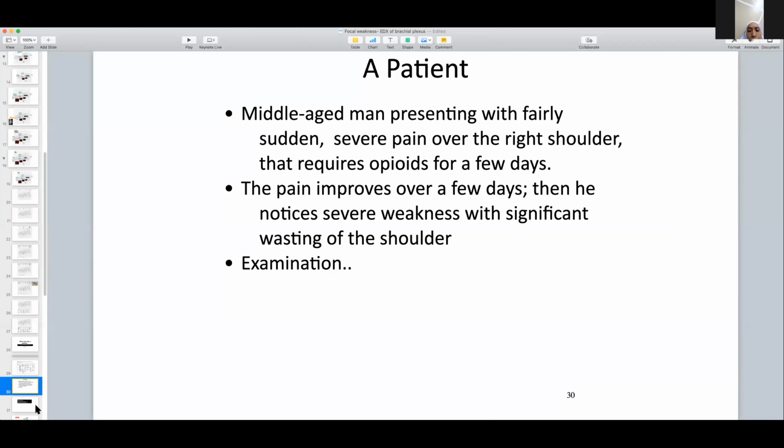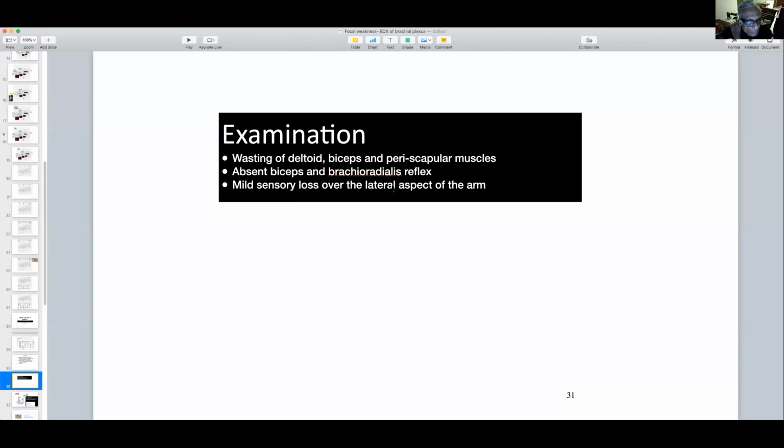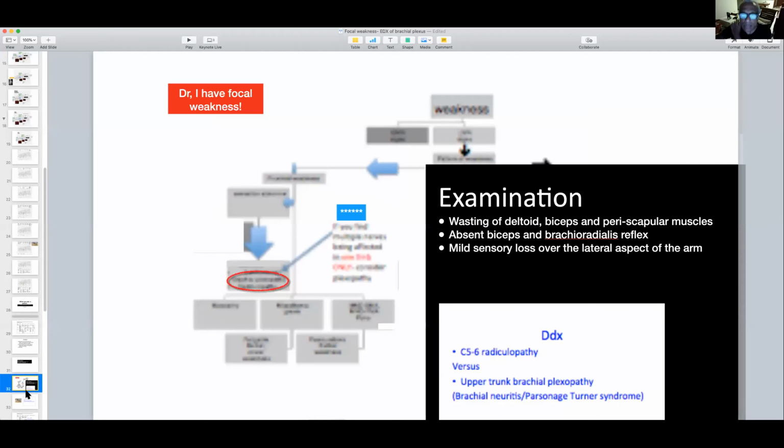Examination suggests wasting of the deltoid, biceps, periscapular muscles, absent biceps and brachioradialis reflex, and mild sensory loss over the lateral aspect of the forearm. So again, if we go back to this diagram, clearly the signs are lower motor neuron. The pattern of weakness is predominantly proximal. Sensation is clearly abnormal. So we could be dealing with a plexus pathology.